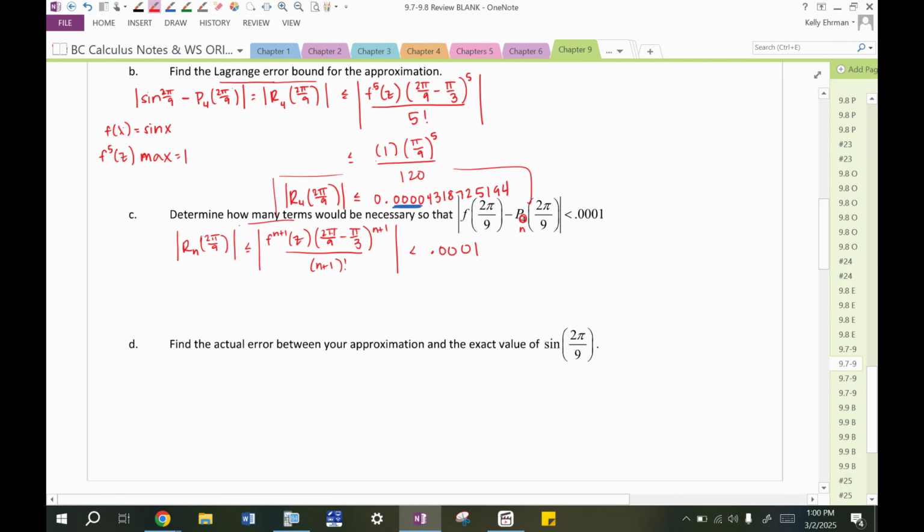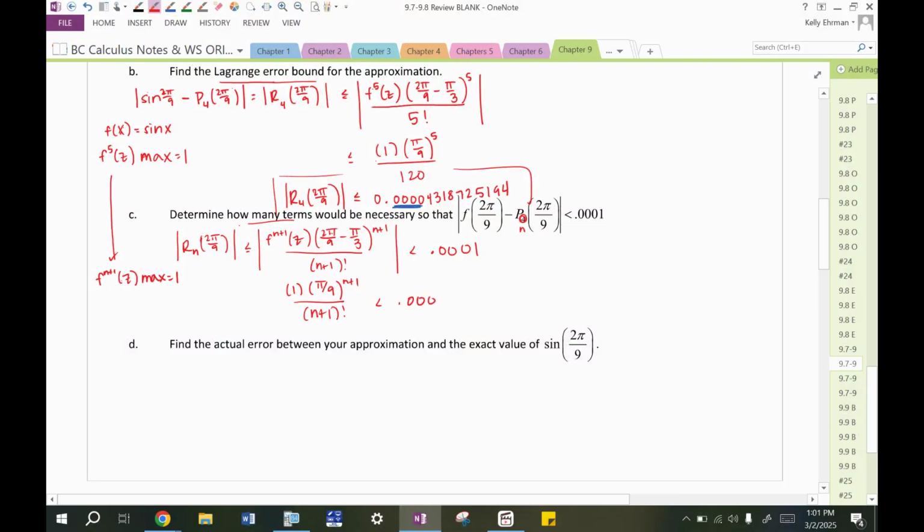Now, like we said before, remember, it doesn't really matter what number derivative you're on. If you're talking about f of x being just plain sine x or cosine x, then the max value is equal to 1. So I can replace that with a 1. We've done the subtraction on this before. It's negative pi over 9, but let's just make it pi over 9 to the n plus 1, and this is over n plus 1 factorial.